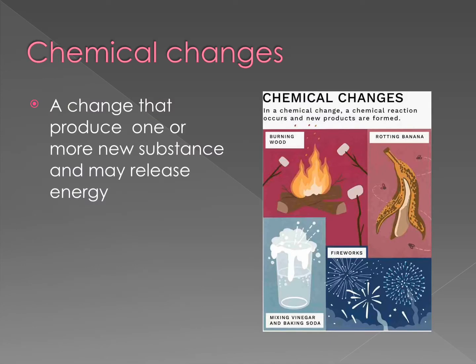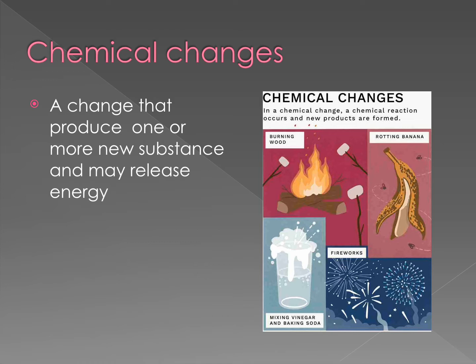Now moving on to the chemical change. Let's start with the definition. What is a chemical change? A chemical change is a change that produces one or more new substances and may release energy. In the case of fire, energy is also released. So look at the pictures and we will look at more examples of chemical change.